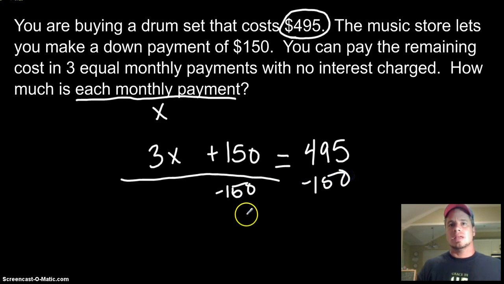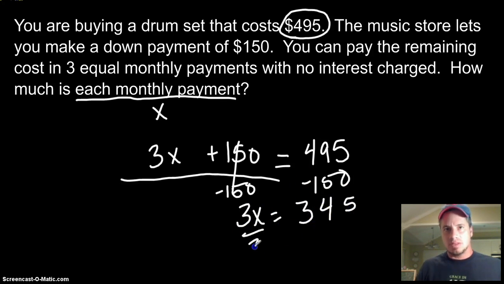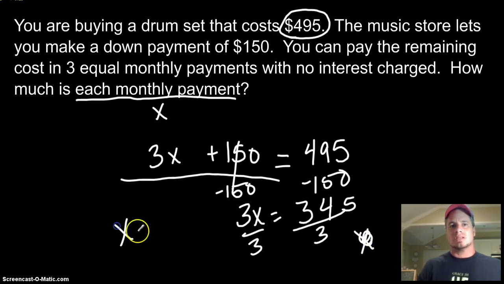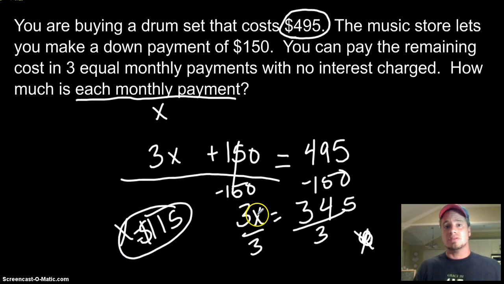Okay, that gives me, this cancels. I get 3x equals 345. Last step, divide by 3, and that gives me x equals 115, and that's money. So that is dollars. x equals $115. So we have 3 payments of $115, 1 down payment of $150, and that should equal $495.